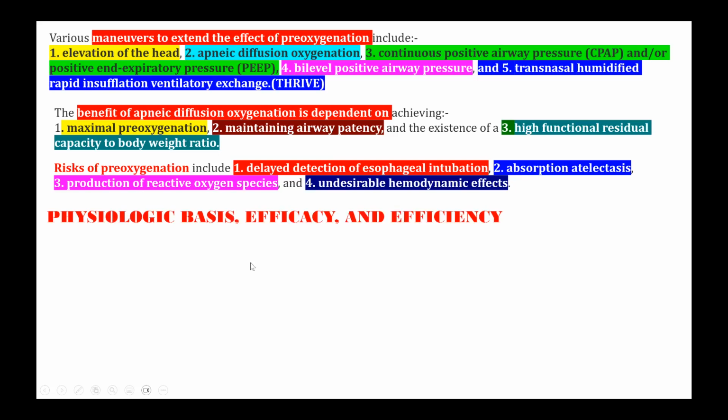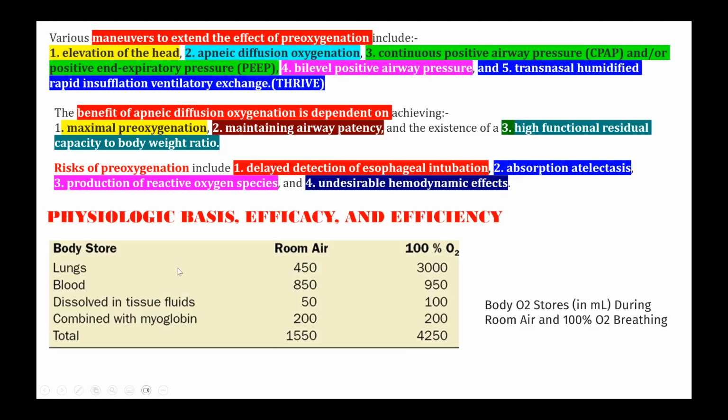Undesirable hemodynamic effect. And the physiological basis of all these things is, so these are all the various volumes of oxygen that you will have in breathing room air. So it increases. The lung goes to the maximum. The FRC is totally replaced by oxygen. So normally the examiners ask you, how do you have 450 ml when you are breathing room air? How do you get 3000 ml when you are breathing 100% oxygen? Can you tell me how?